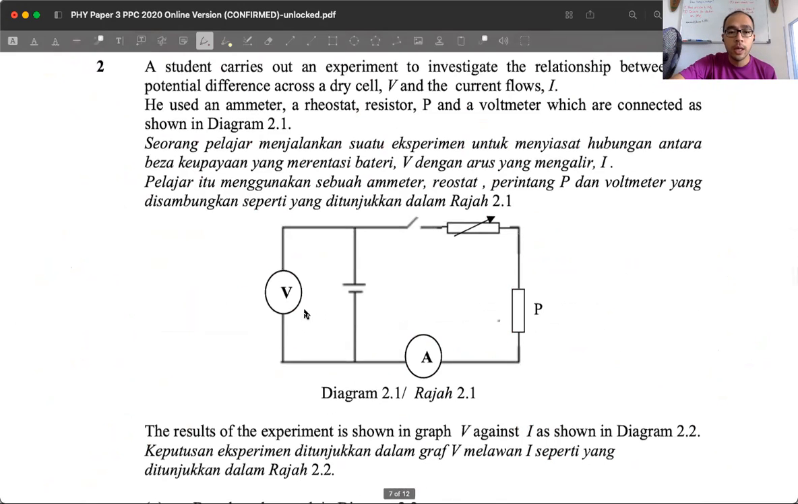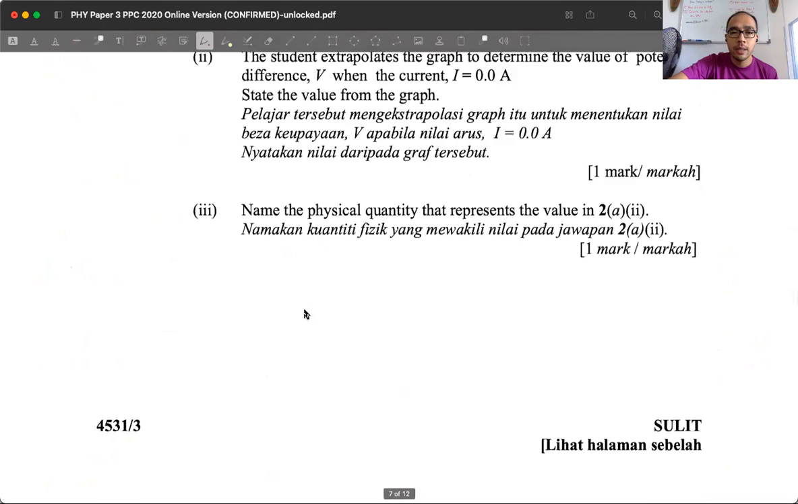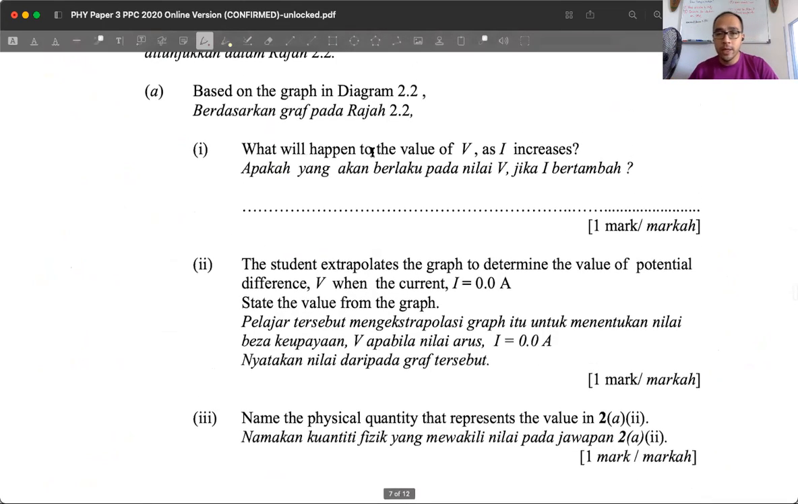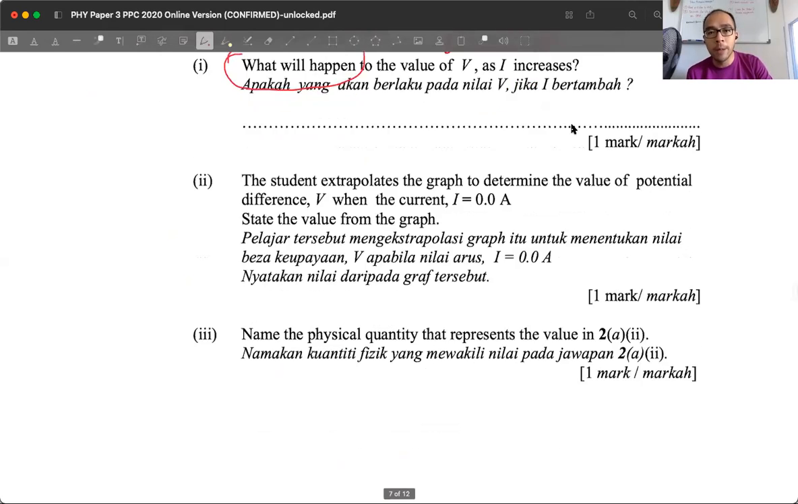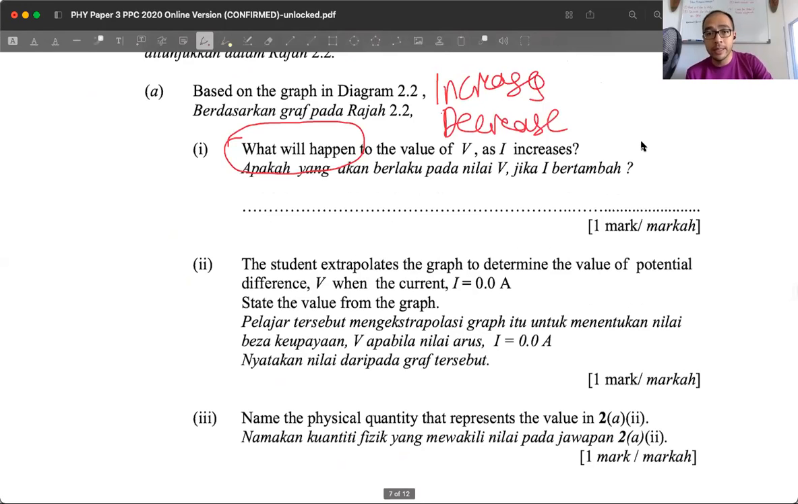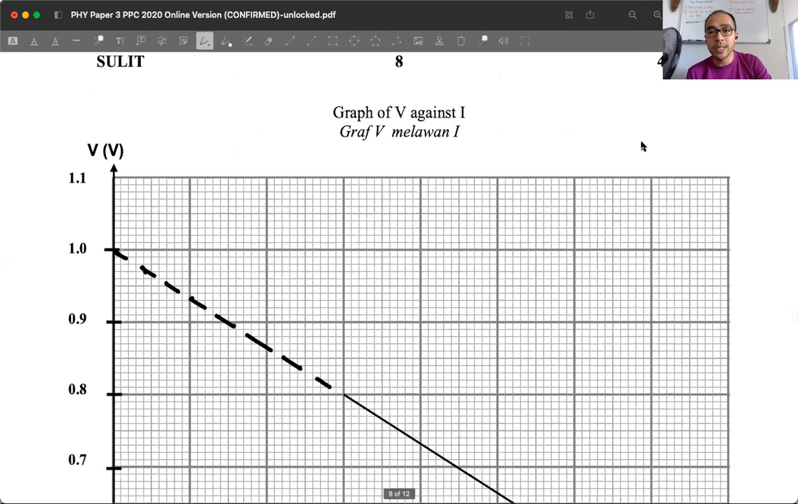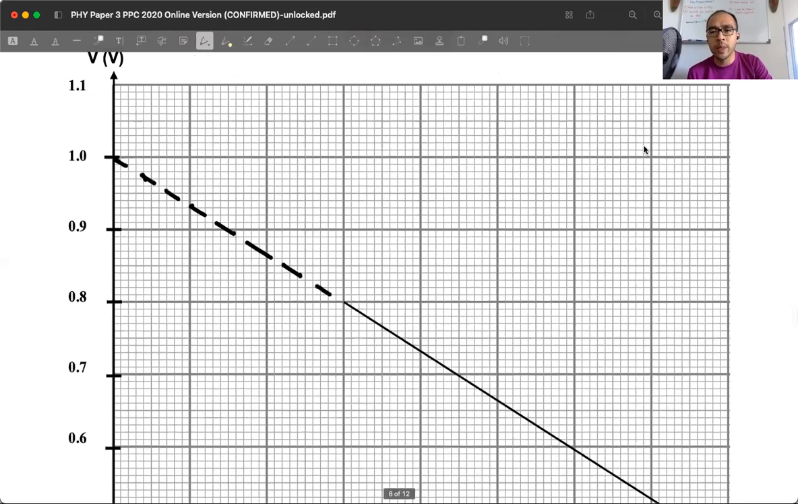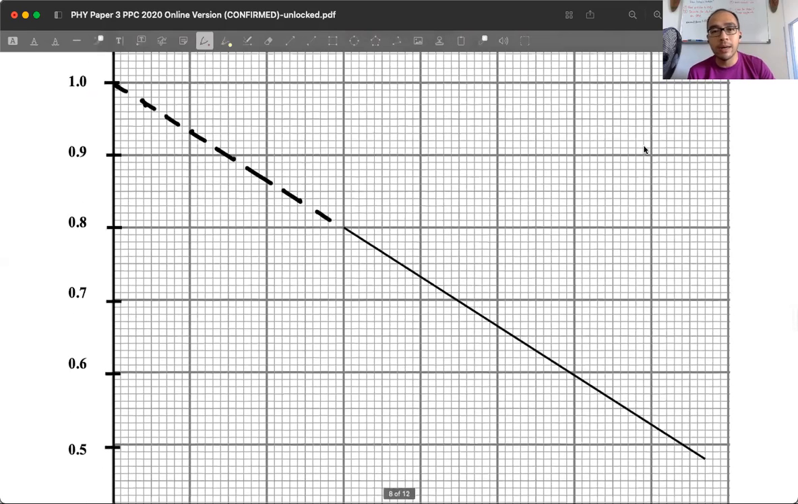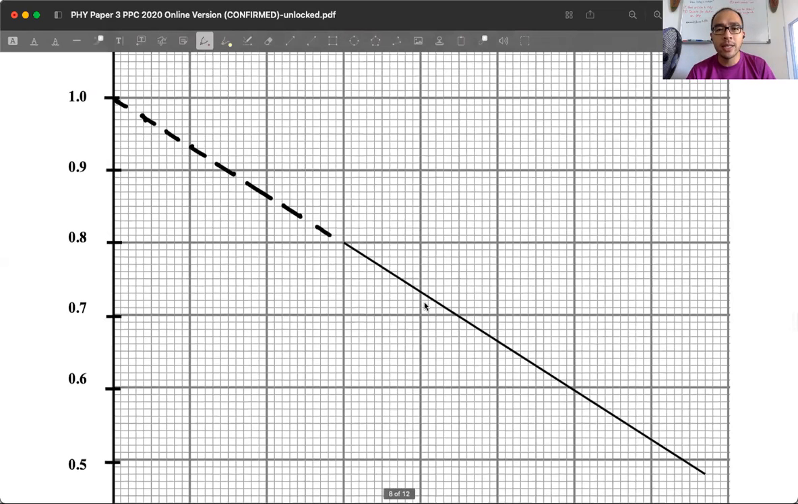Okay, question number 2. The question is, what will happen to the value of V as I increases? Now, guys, I already mentioned, the answer is only 2. Either the word is increase or decrease. But what amazes me even more, as I increases, this is something that even Cikgu He and myself cannot understand what happened lah. Maybe something happened that made your eyes see this as a wrong, don't know what lah.